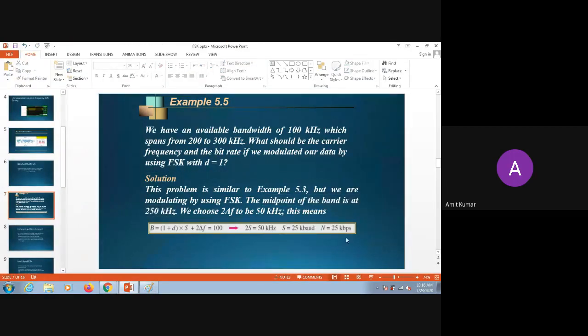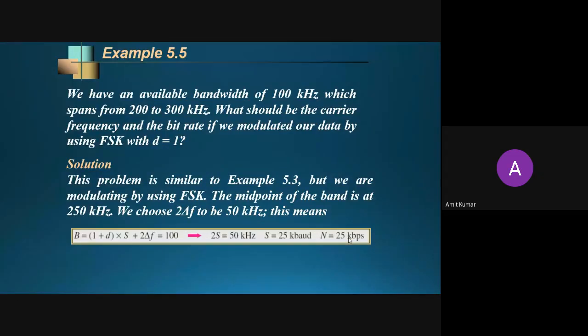So S will be 25, and we are representing the signal using only one bit. So bit rate will be equal to your baud rate. That will be 25 kilobits per second. So in this way, you can easily calculate our baud rate if all these other parameters are given. So this is the first example we have seen. So just go through this example.